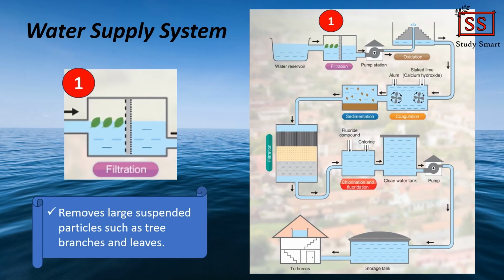The first process in the water supply system is filtration. The water that is collected from river and rain will undergo filtration in order to remove any large suspended particles such as tree branches and leaves.